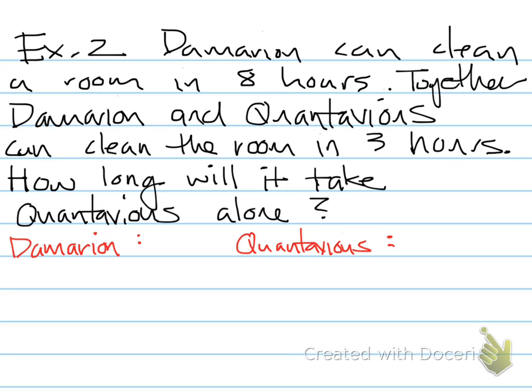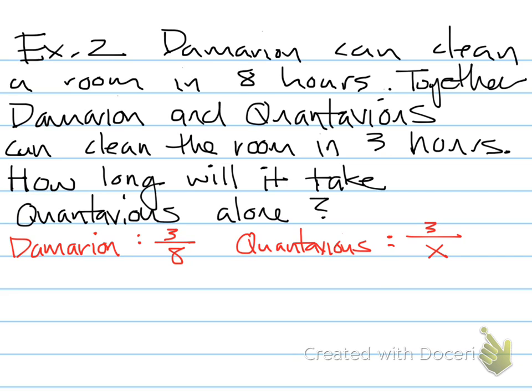All right, so for Demarion, we're told that it takes him 8 hours, and it takes them together 3 hours. Our variable before, the time it took them together, was in the numerator. It's no longer our variable. Now we know the value. It's 3. So 3 is in the numerator, and the amount of time that it takes the individual to complete the job is in the denominator. It takes Demarion 8 hours, so 8 is in the denominator. And do the same thing for Quantavious. Together, it takes them 3 hours, so 3 is in the numerator, and we're solving for the denominator, which is the amount of time it takes him to clean the room by himself.